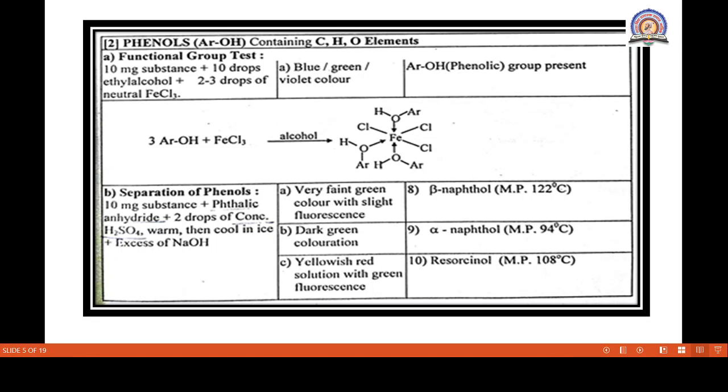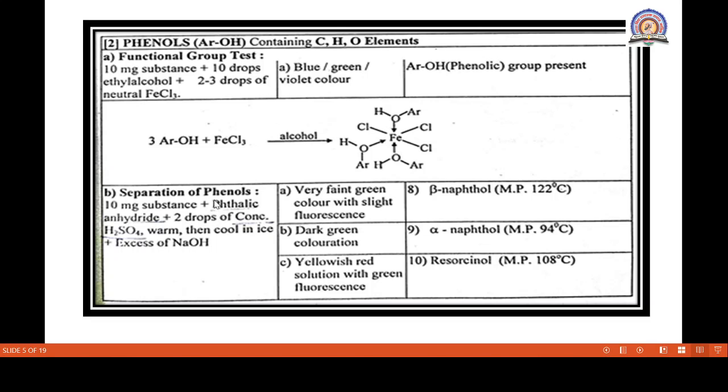Then the next one is phenol. The formula for phenol is ArOH, containing CHO elements. Again, for the functional group test, we take the substance, 10 drops of ethyl alcohol and 2-3 drops of FeCl3. Then if we observe a blue or green or violet color, we conclude that the phenolic group is present. So this reaction happens when we do this type of test. This FeCl3 is present here, and this ArOH gets attached to this Fe.